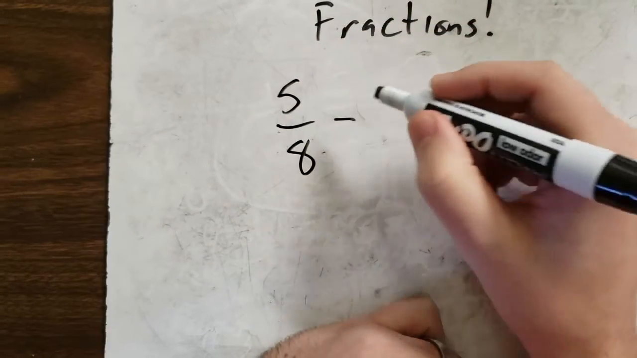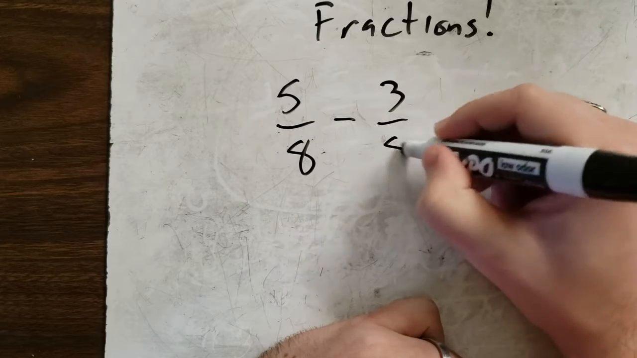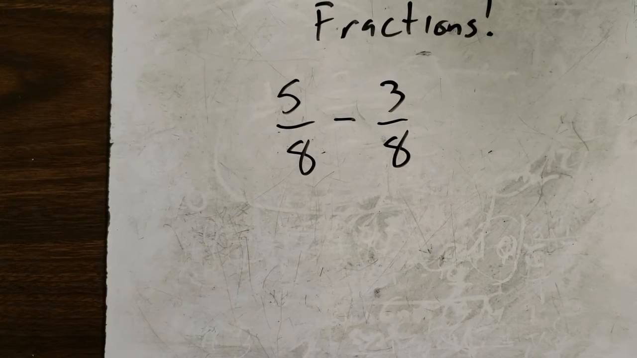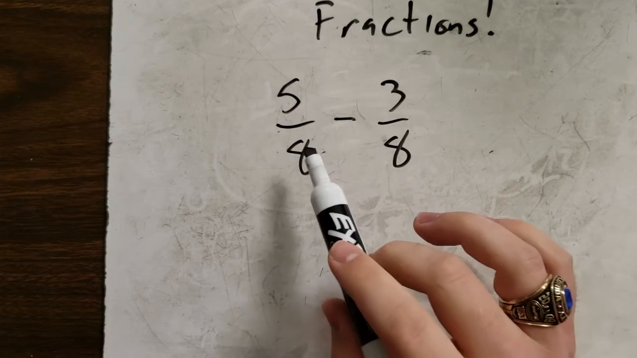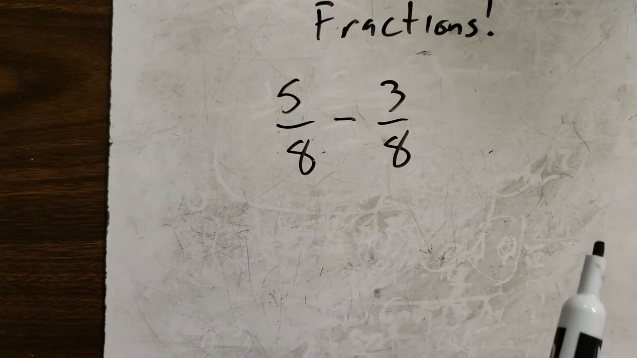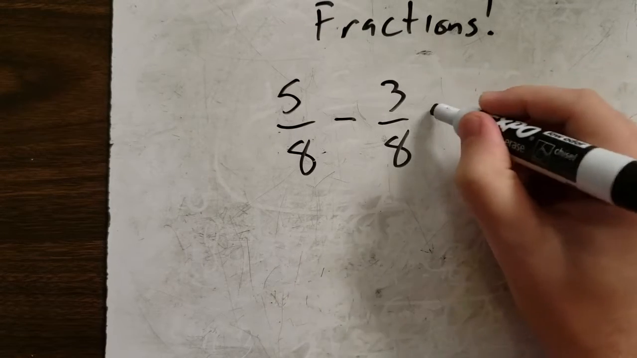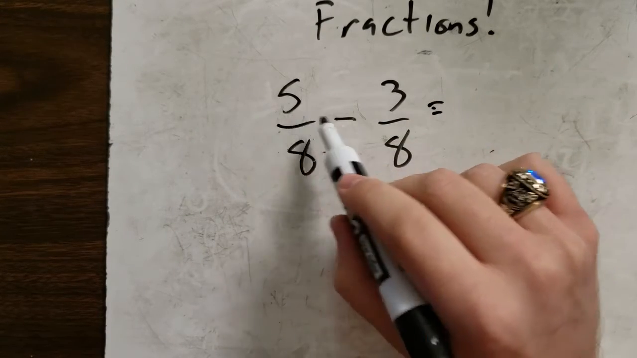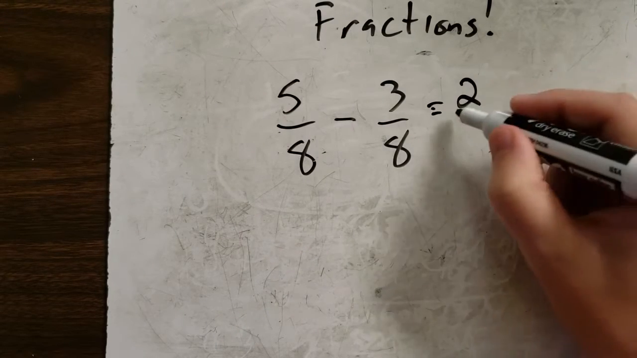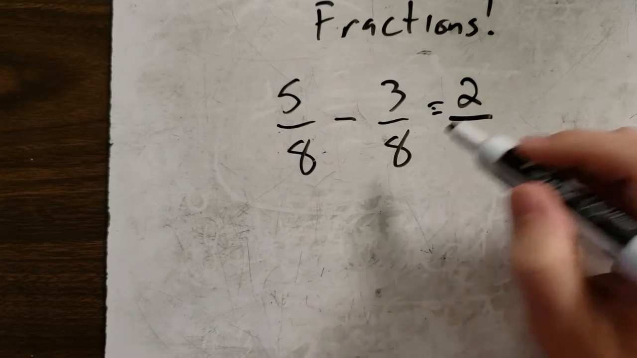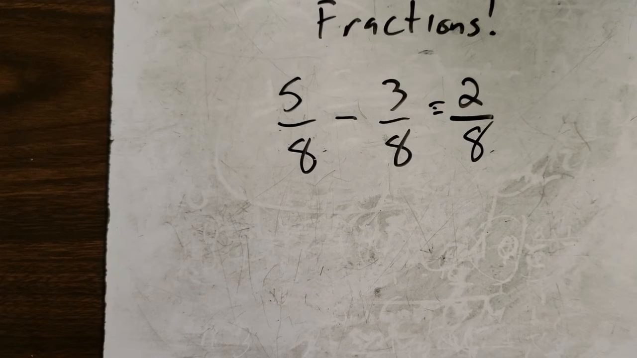5/8 minus 3/8. Okay? Now, same concept as addition. When you subtract fractions, your denominators must be the same. So in our fractions here, they're both 8, so we can go ahead and subtract the tops. Our numerators, 5 minus 3, and that gets us 2. Remember, our denominator stays the same, so it's 8. Now, if we can reduce the problem, we will.